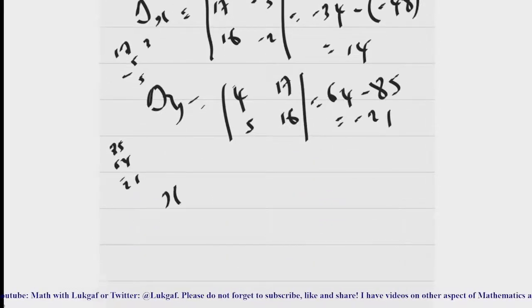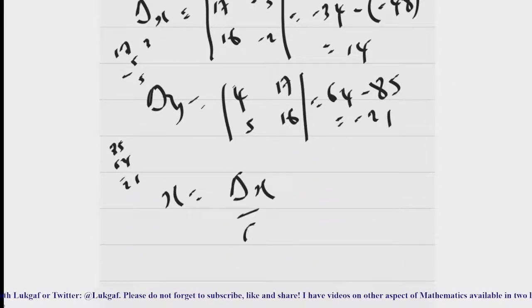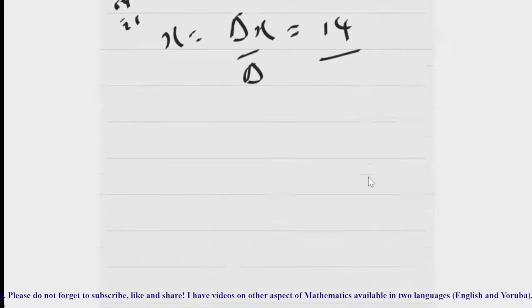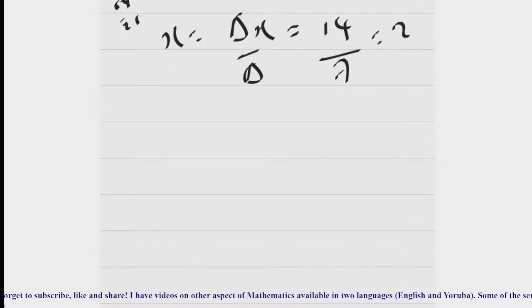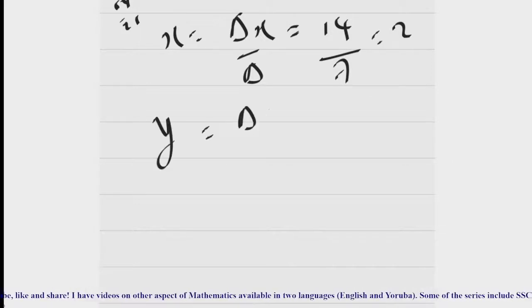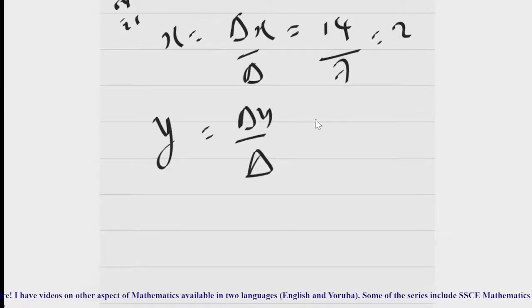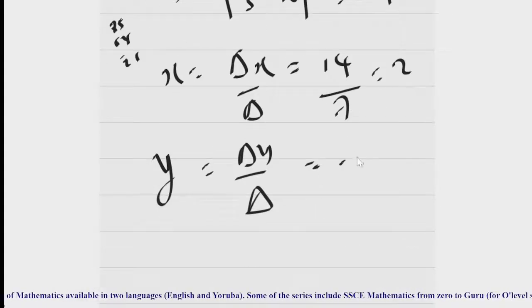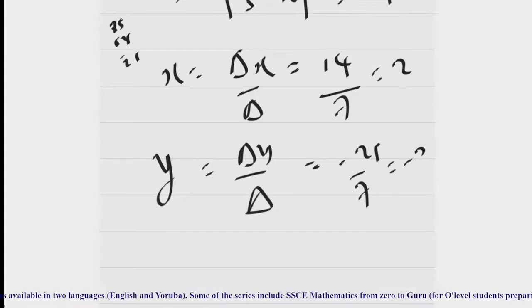So then my p will now be what? dp divided by d. What is my dp? 14. What is my d? That is 7. It means p is equal to 2. Also my q will be what? dq divided by d. What is my dq? That is minus 21. Minus 21 divided by 7 is going to give me minus 3. You can use it, it's very simple.